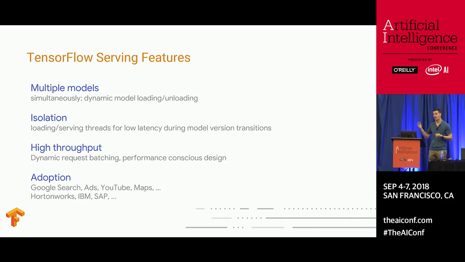In most cases, when you have a high requests per second service, you actually don't want to perform inference on a batch of size 1. You can actually do dynamic batching. And TensorFlow Serving is adopted, of course, widely within Google and also outside of Google. There's a lot of companies that have started using TensorFlow Serving.